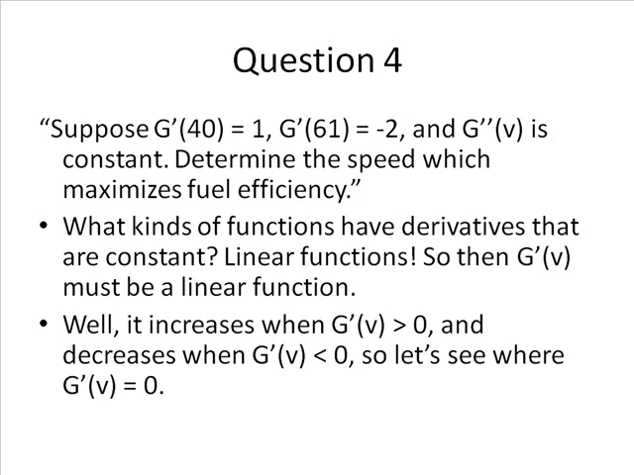Of course, we know that our fuel efficiency is increasing when the derivative is positive, when g prime of v is greater than 0. And intuitively, it's getting worse and worse when our derivative is less than 0. So perhaps we should try and figure out the place where g prime of v is equal to 0, and maybe that will be our answer.